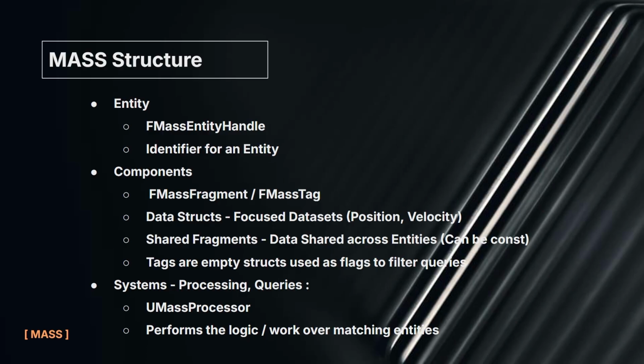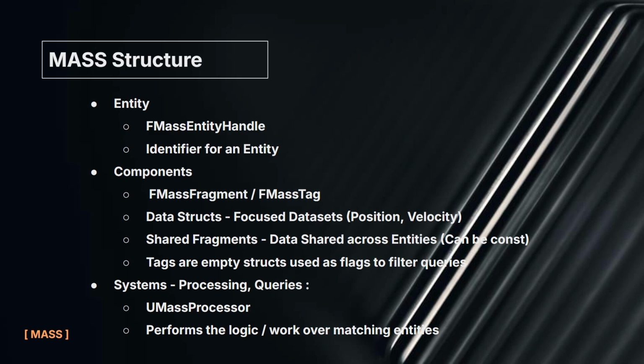There are also shared fragments. This is more like your read-only data that you might have. It doesn't have to be read-only, but it's shared data that a whole bunch of entities might have. A good one that is built into Mass by default is the movement data, like the stopping radius, the radius of the character and all that. It's just generic data that's not going to change, and so it'll be a shared const fragment.